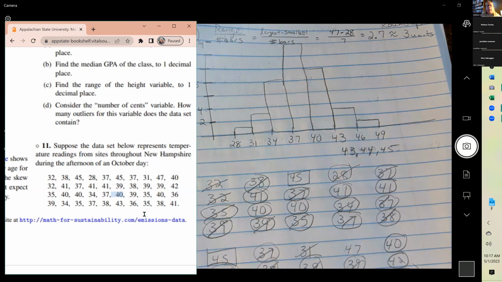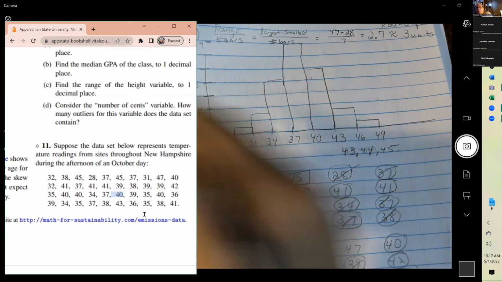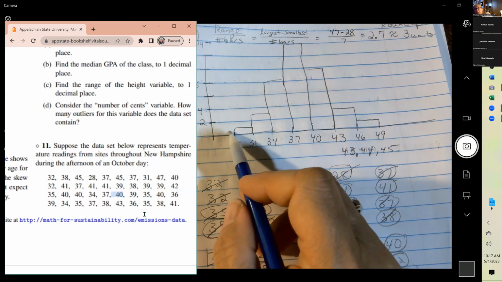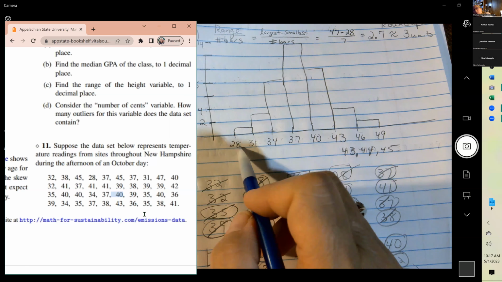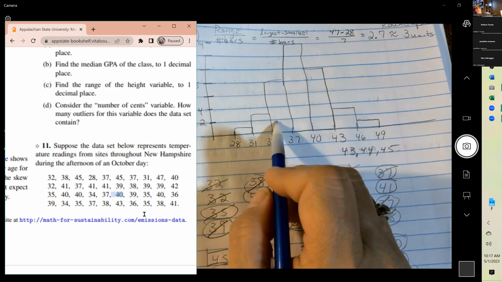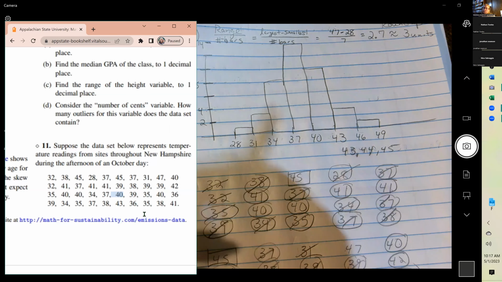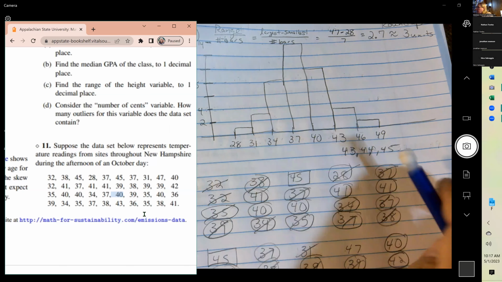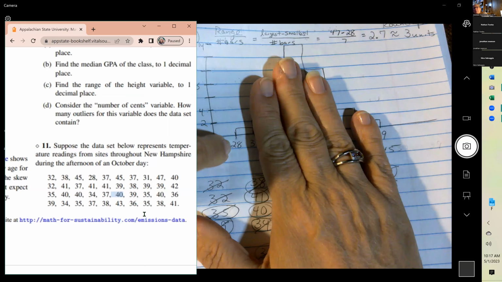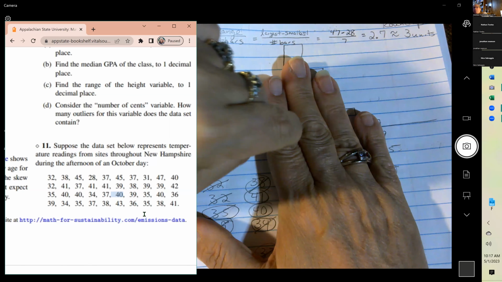Any questions on that? The biggest thing you need to be careful of is the number. When you look at a bar, the number on the right is not in that bar. It's in the next one. So if you're looking at just one bar, the number 28 is in that bar, but the number 31 is in the next one.